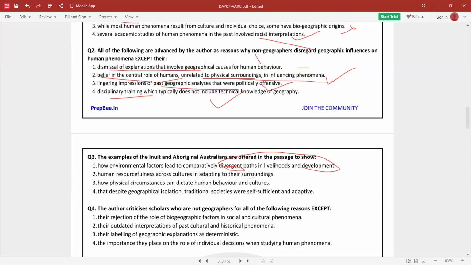They are more likely trying to show that geographic and non-geographic factors are the reasons. So human resourcefulness is a wrong one. How physical circumstances can dictate human behaviors? Yes. How the Inuit made warm fur clothes, they did not have spices. That despite geographic isolation, traditional societies were self-sufficient. That is not mentioned at all.